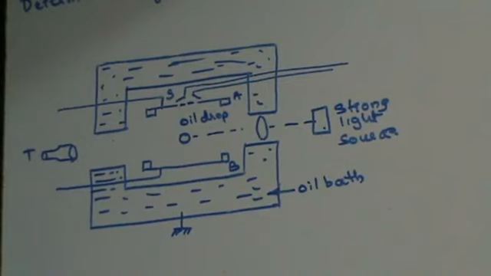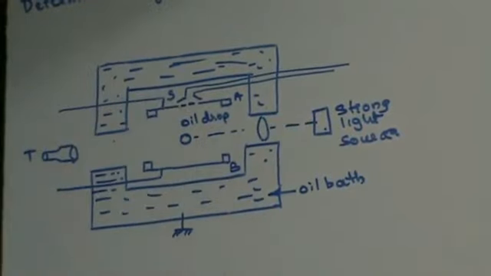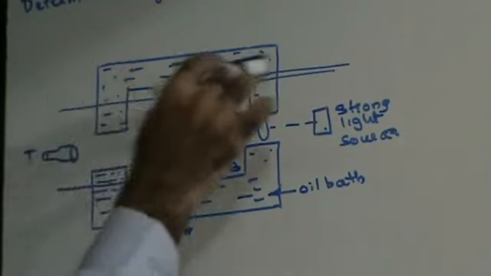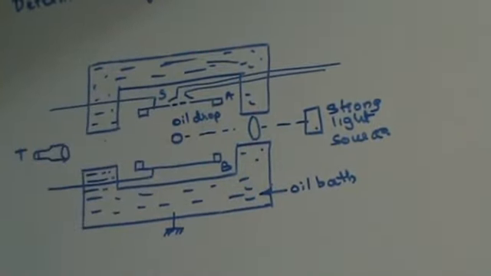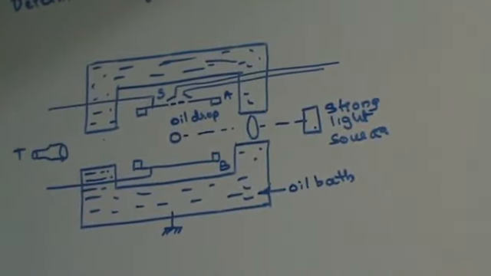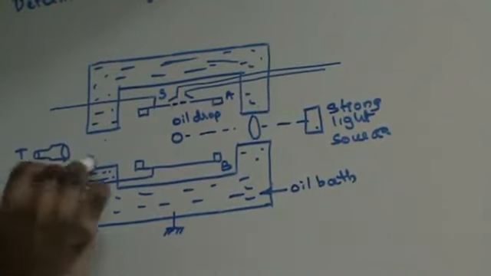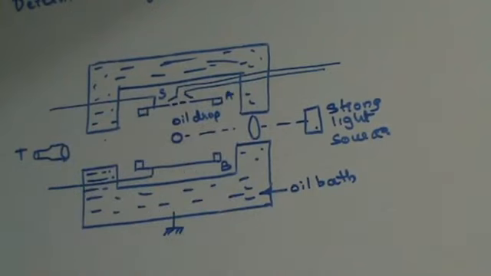The upper plate has a small pinhole in it through which oil can be sprayed through the atomizer. This is the atomizer through which oil is being sprayed. Now, why do we use oil? Because oil easily acquires electric charge due to friction. The whole arrangement is enclosed in a double-walled oil bath so as to maintain a constant temperature.